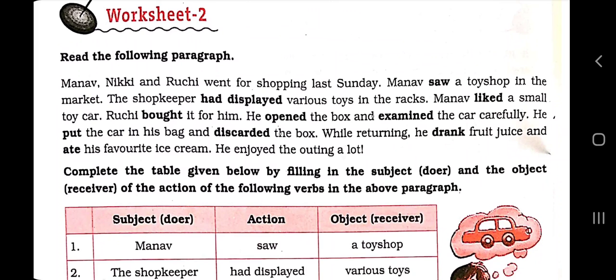Manav, Nikki and Ruchi went for shopping last Sunday. Manav saw a toy shop. What did he see? He saw a toy shop. This is the object in the market. The shopkeeper had displayed various toys in the racks. Manav liked a small toy car. Now as has been told, you cannot have an object after an intransitive verb. Intransitive verb के बाद object नहीं होगा, लेकिन transitive verb में object होगा. See here, all of it is with the object. Toy shop, like displayed various toys on the rack. Manav liked a small toy car.